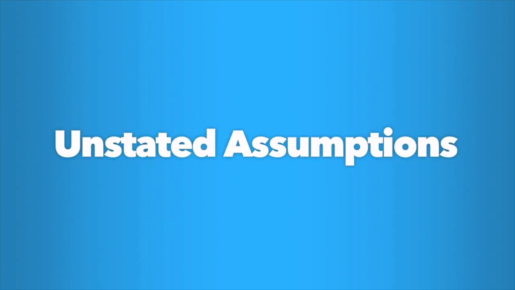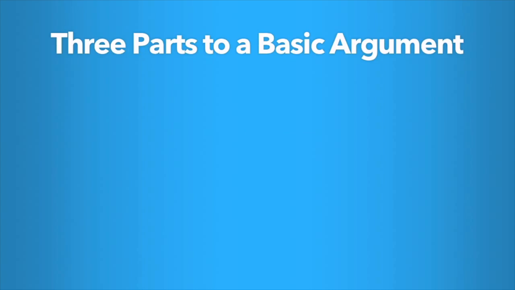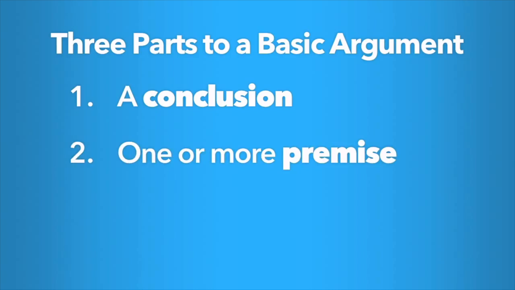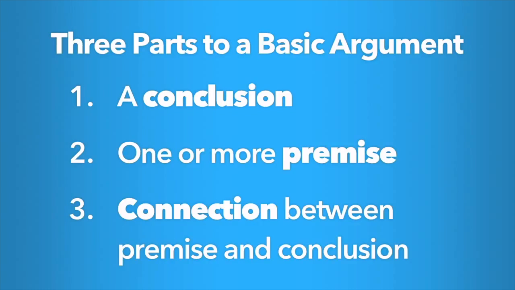Hidden pieces: implied conclusions and unstated assumptions. You know that arguments have three key pieces. One, a conclusion. Two, one or more premises. And three, a connection between the premises and the conclusion. Unfortunately, people do not always explain themselves very well, and one or more of these three pieces may be unclear or even left out entirely.